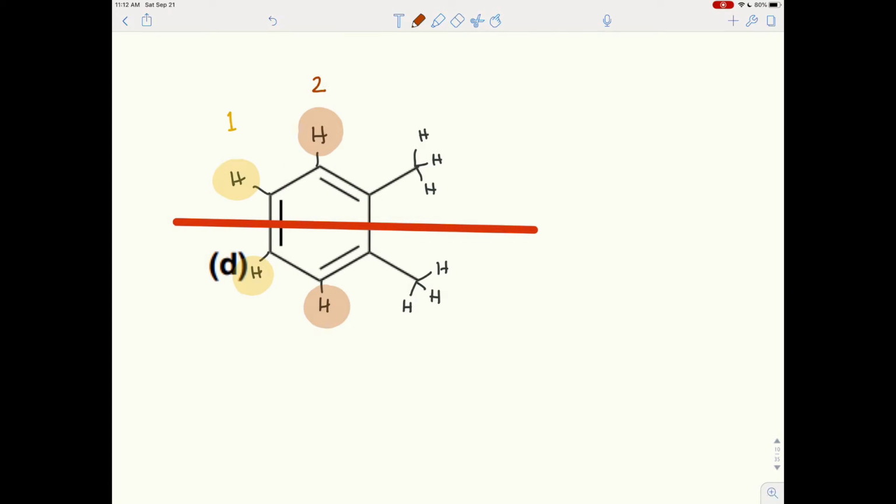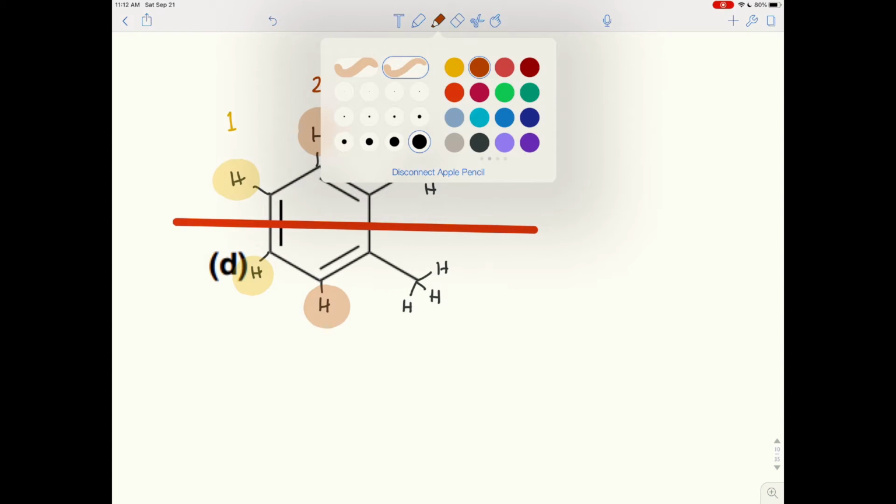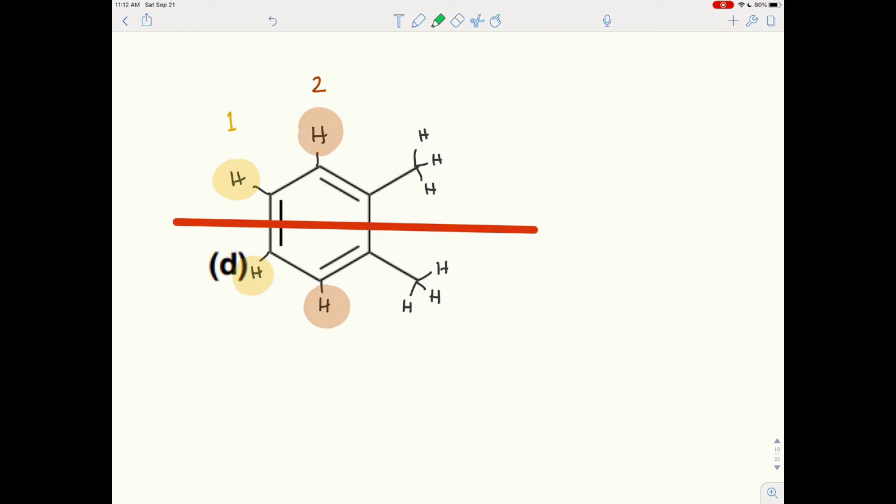And so those two will show up in the same signal. That will be our second signal. They'll both absorb the same amount of energy because they're in the same electronic environment. And then if we go to these next hydrogens, all three of those hydrogens have the whole ring to one side and nothing on the other. And because of the line of symmetry, the hydrogens on the opposite side of that line are in the same environment. They have the whole ring on one side and nothing on the other. And so that gives rise to our third signal.